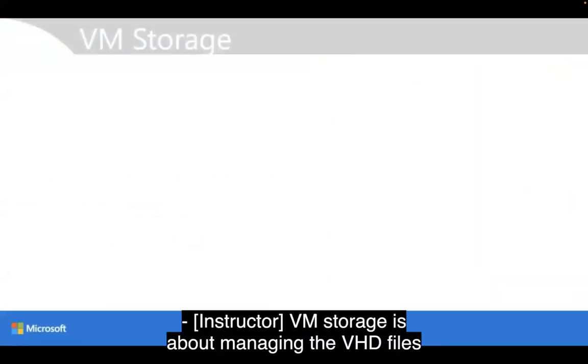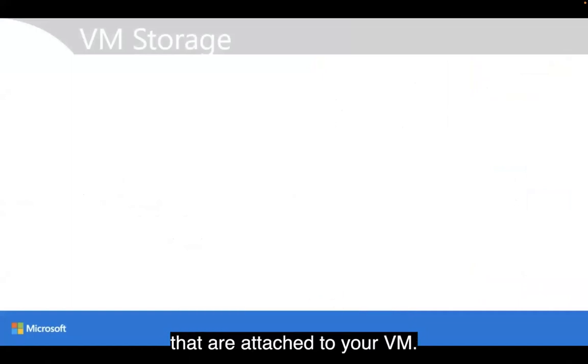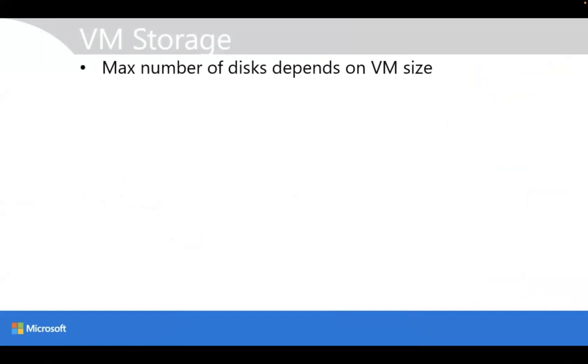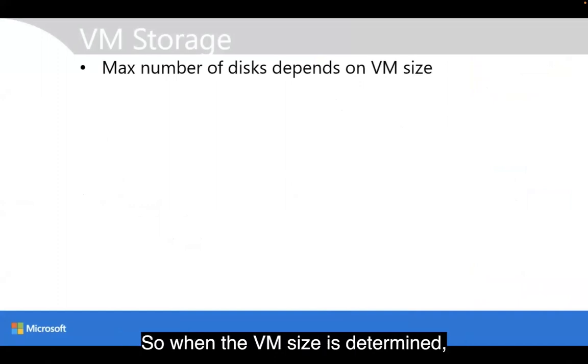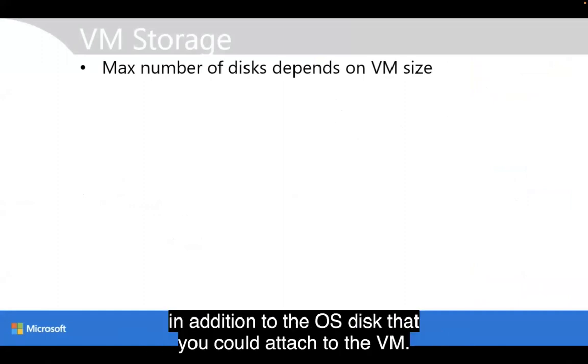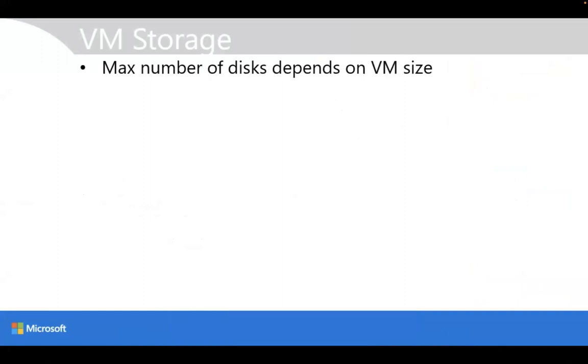VM storage is about managing the VHD files that are attached to your VM. The max number of disks you can attach depends on your VM size. So when the VM size is determined, that fixes the max number of disks in addition to the OS disk that you can attach to the VM.